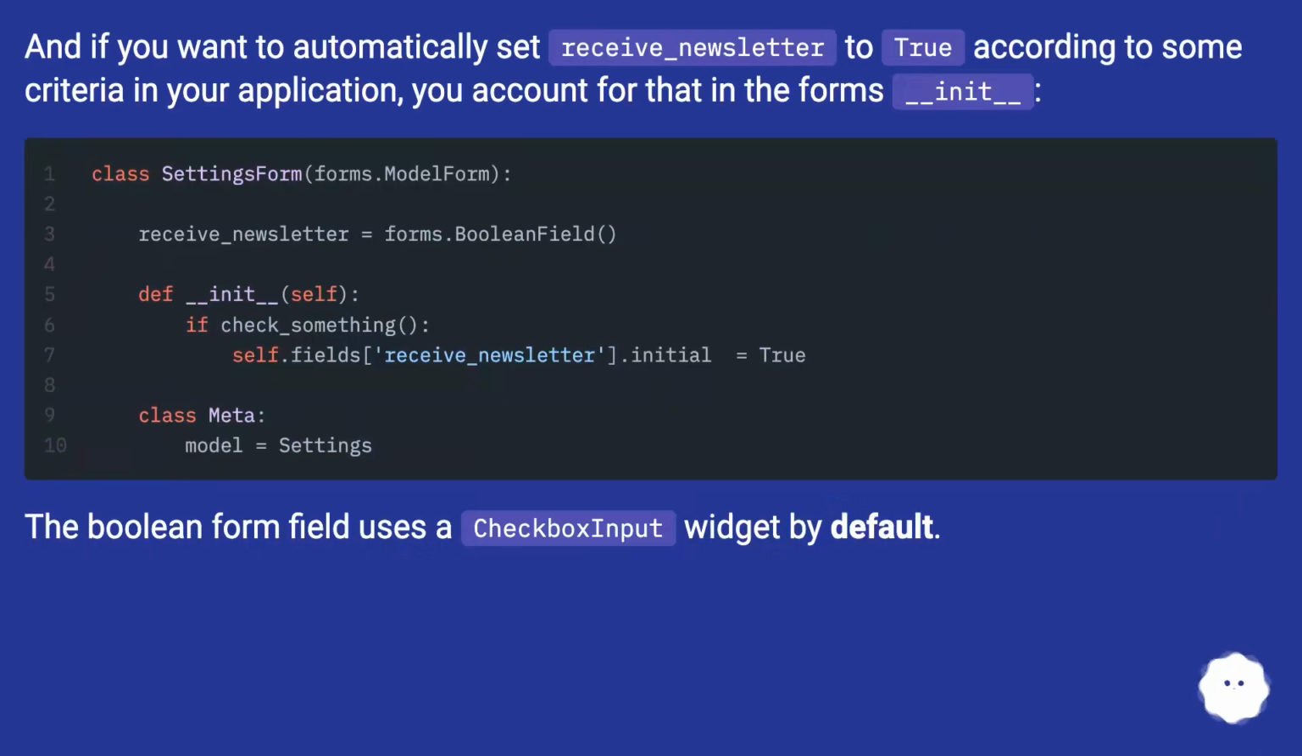and if you want to automatically set receive_newsletter to true according to some criteria in your application, you account for that in the form's __init__. The Boolean form field uses a checkbox input widget by default.